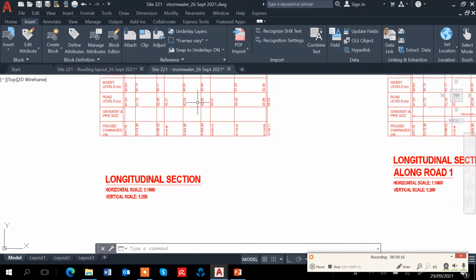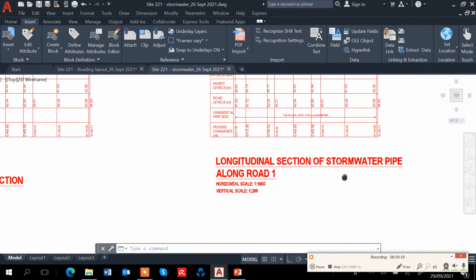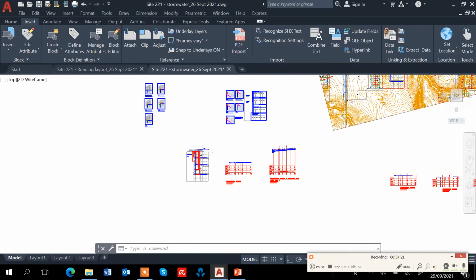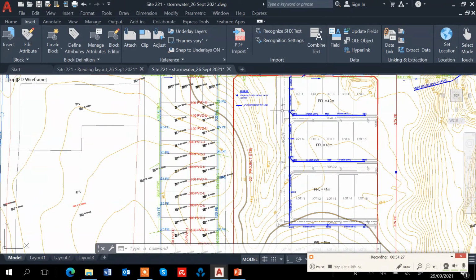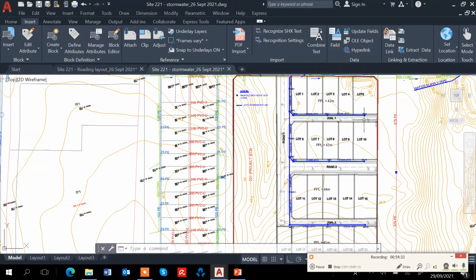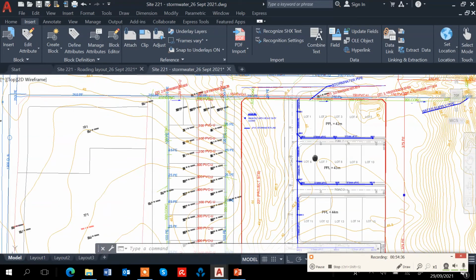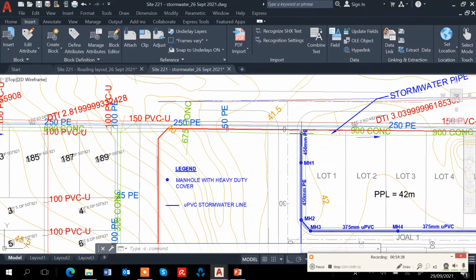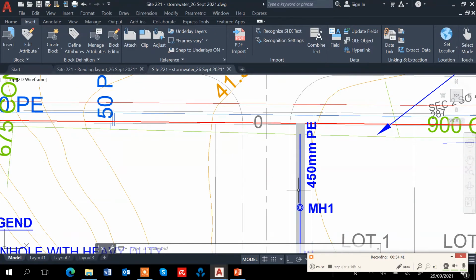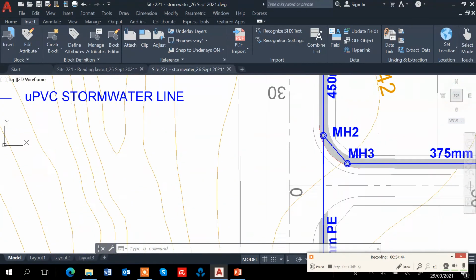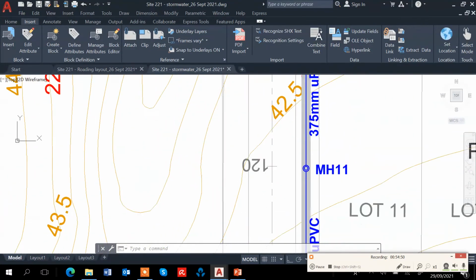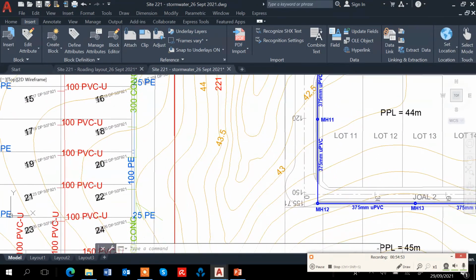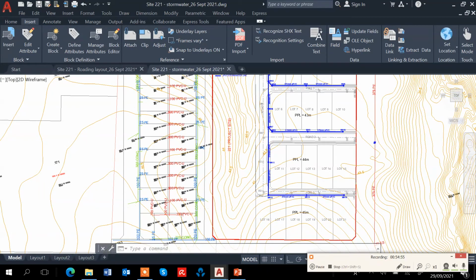This is the long section for the stormwater pipes along Road 1, this is Road 1. Actually, we need to do the long section for all the roads. This one along Road 1, Road 2, and then Joe 1, Joe 2. So starting from zero here, this one is for concrete pipe, the existing, and then we got MH1, MH2, MH6, MH7, MH11, MH12. Okay, so these are the manholes.